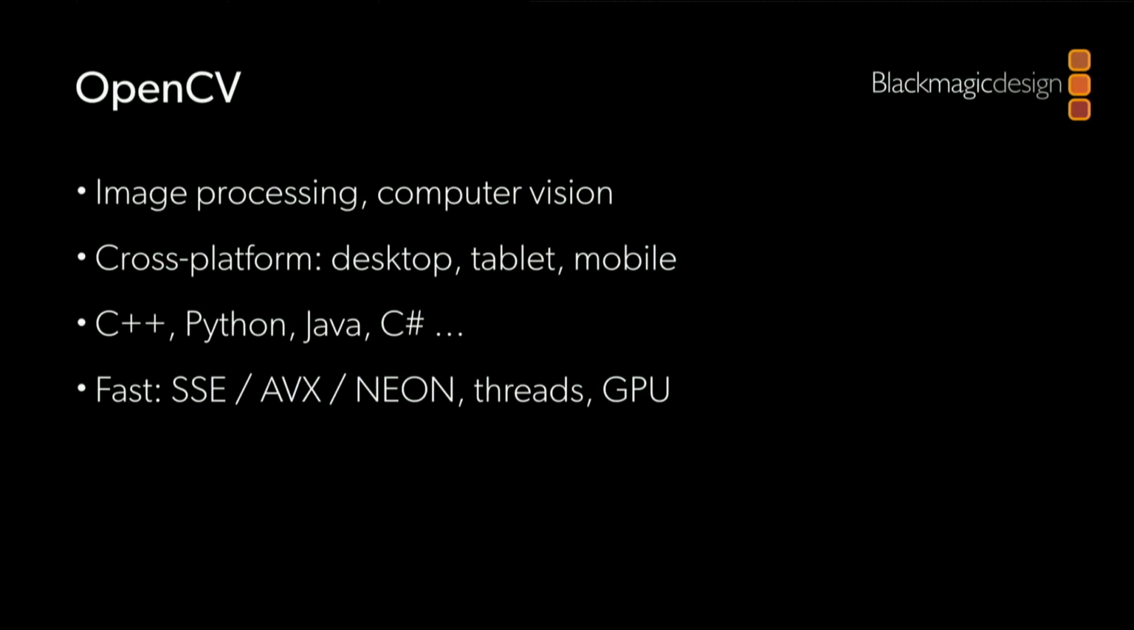And it's also very fast. It'll take full advantage of vectorized CPU instructions such as SSE and AVX. If you've got more than one core in your system, it'll take advantage of that. And it has a very easy and straightforward way to take advantage of GPUs. And today I'm spoiled because I've got a Blackmagic eGPU connected, and we'll see just how much of a speed up that gives us.